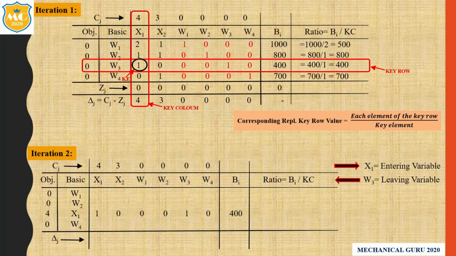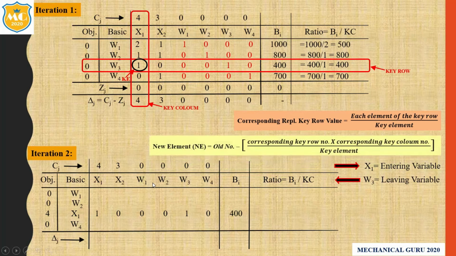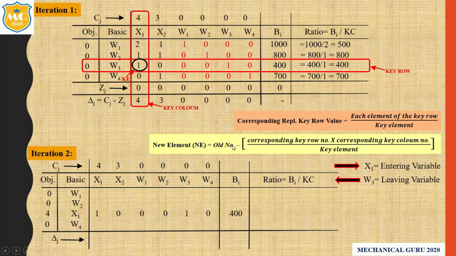Now I will show you one of the most important techniques or tricks to find all the values. For all the remaining values, we have to choose this equation: new element is equal to old number minus corresponding key row number into corresponding key column number divided by key element. So here in total we have to find 28 values. In the first row we have to find 7, so 7 into 4, total 28 values by using this equation.